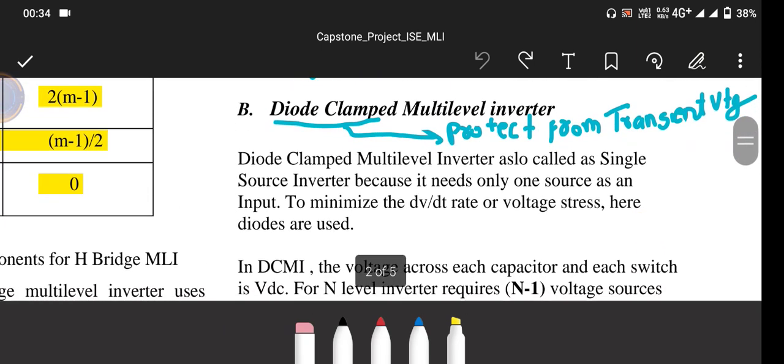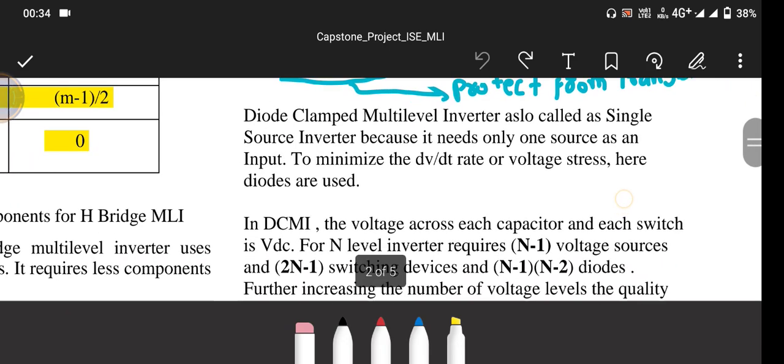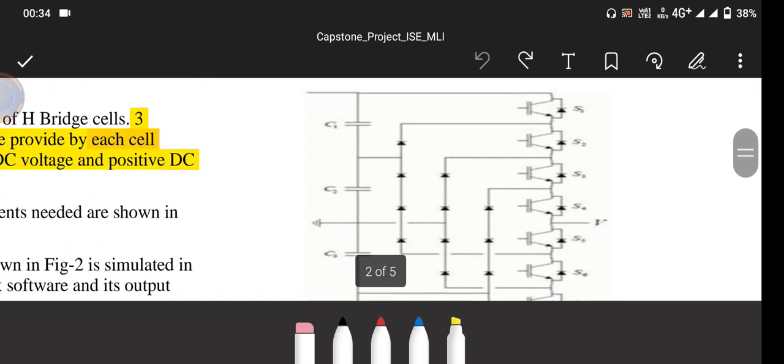The diode clamped multi-level inverter is also called a single source multi-level inverter because, as I told you in the earlier lecture, only in the H-bridge multi-level inverter do we need multiple sources at the input. That's why that inverter is called a multi-source multi-level inverter. But the diode clamped multi-level inverter needs only one source at the input. Yes, again that source is divided using certain capacitors.